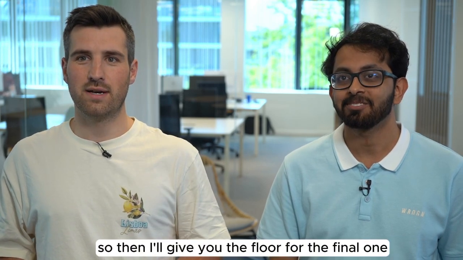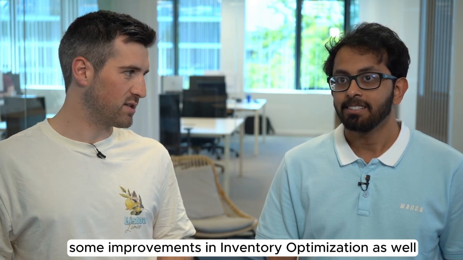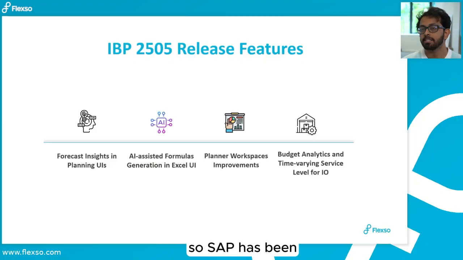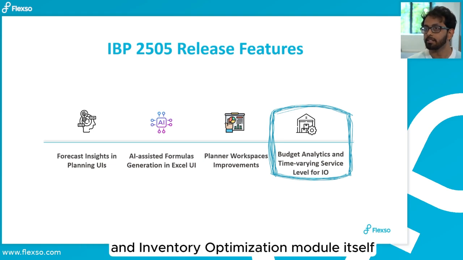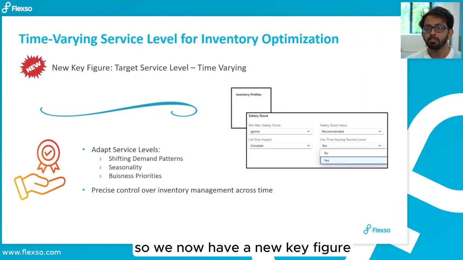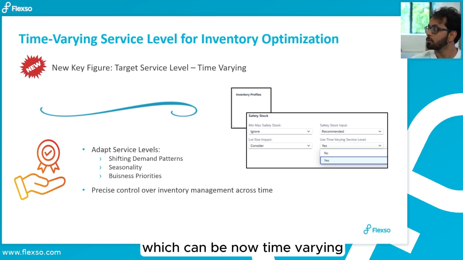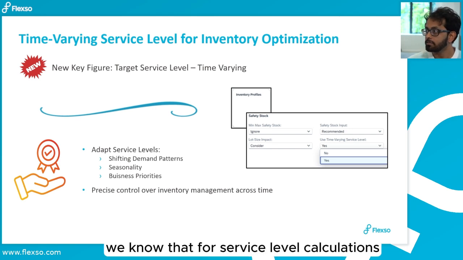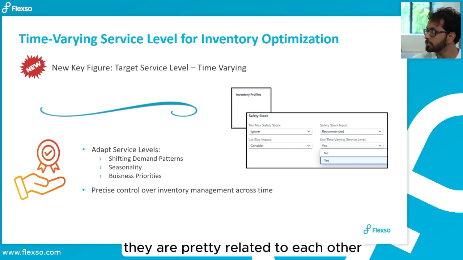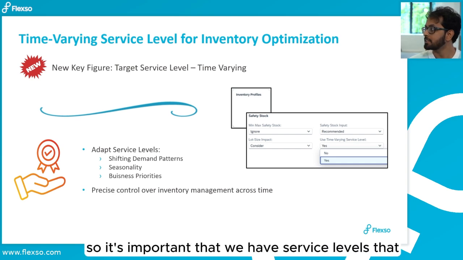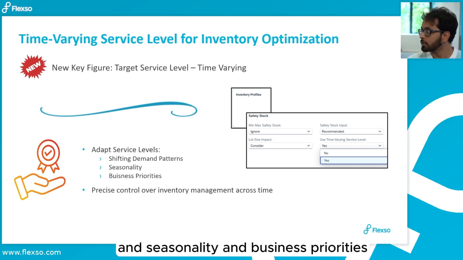So I'll then give you the floor for the final one, to round up with some improvements in inventory optimization as well. Yes, thank you. SAP has been making a lot of constant improvements to support the inventory planning and inventory optimization module itself. So in this release, we now have a new key figure, which is the target service level, which can now be time varying. We know that service level calculations and safety stocks are pretty related to each other. So it's important that we have service levels that are adaptable to shifting demand patterns, seasonality and business priorities.